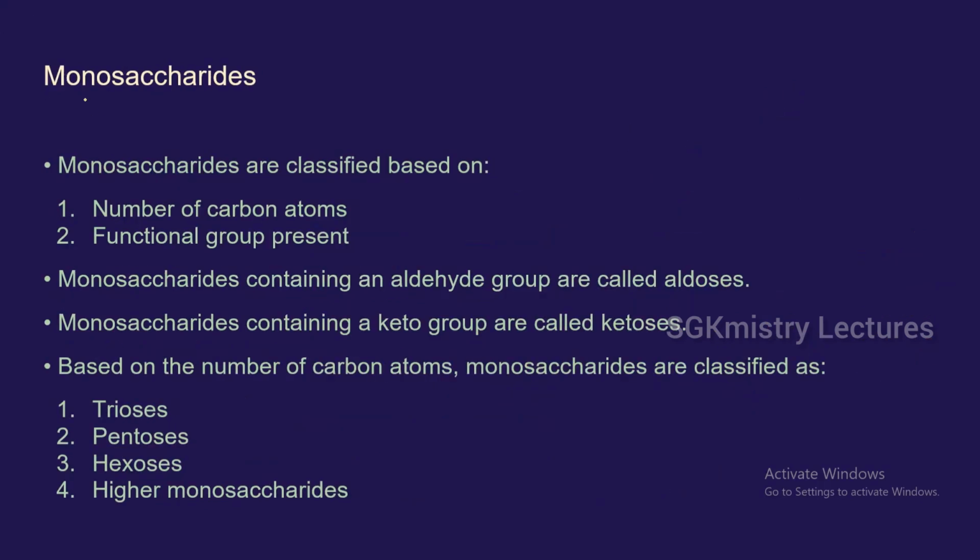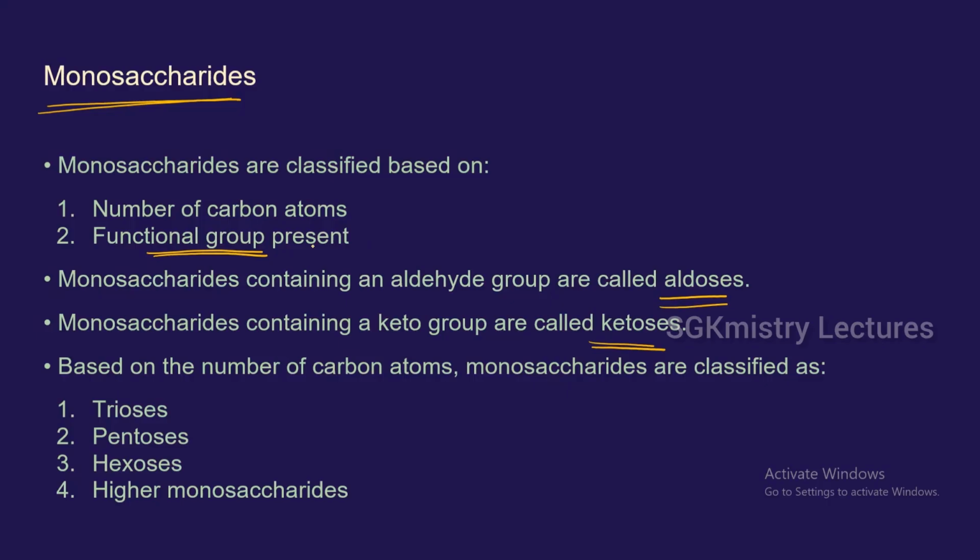Okay, now coming on to monosaccharides in detail. Monosaccharides can be classified based on the number of carbon atoms as well as based on the functional group present in them. If the monosaccharide contains an aldehyde group, then we call it an aldose. If the monosaccharide contains a keto group, we call it a ketose. So this is based on the functional group present.